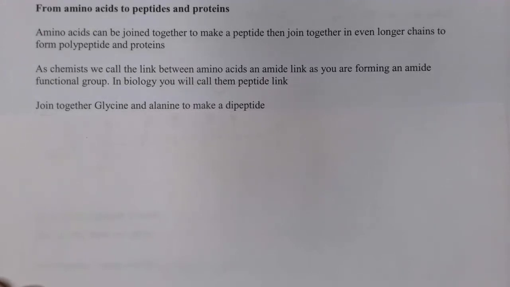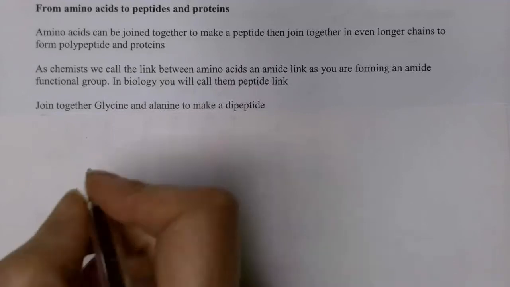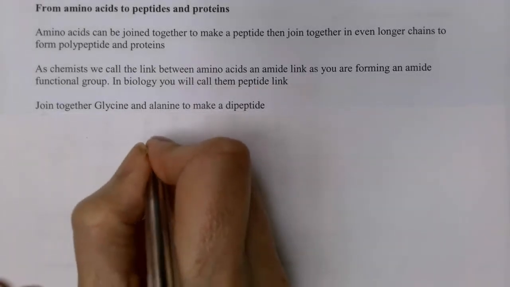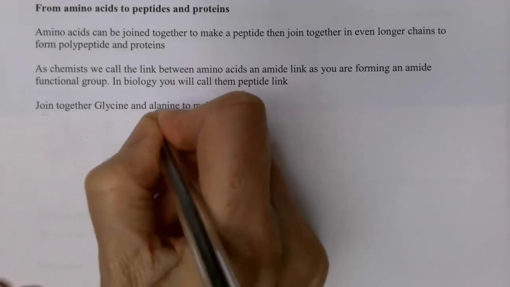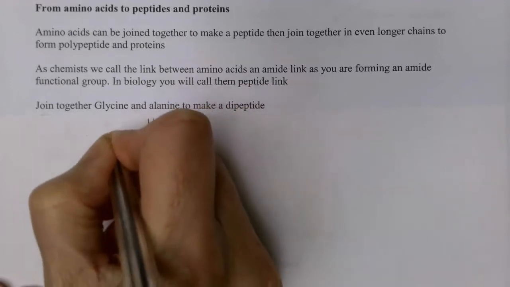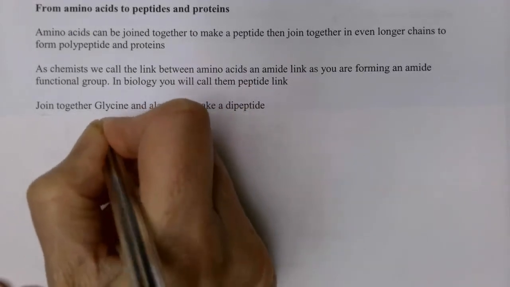In biology you would call it a peptide link. But let's look at two simple amino acids and join them together to make a dipeptide. So I've got glycine and alanine. If I start with one of these molecules, it doesn't matter which one, I have my central carbon, I have my hydrogen. In this case I'm going to stick my nitrogen group on this end.